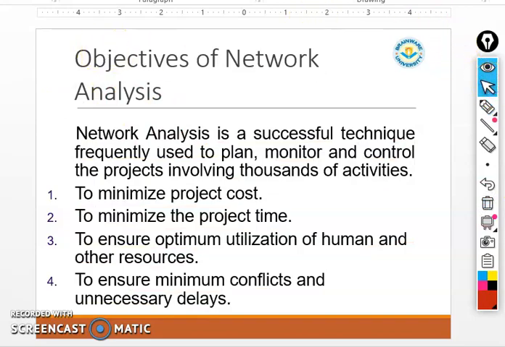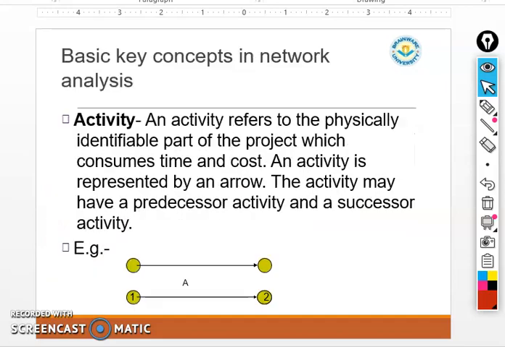Next one is the basic key concept in the network. It's very important. From the first slide to the last slide, we use some key concepts. One of the key concepts is the activity. What is the meaning of activity? What does the activity represent? It's very important.